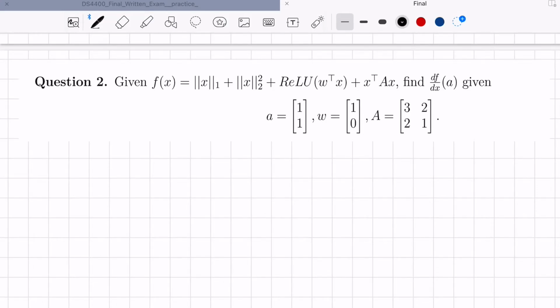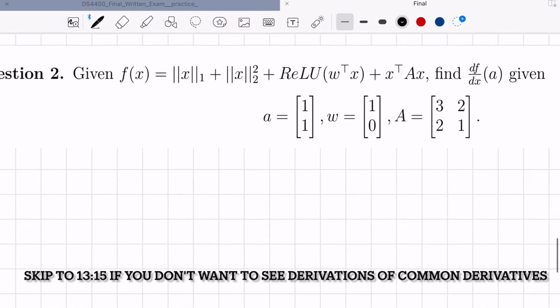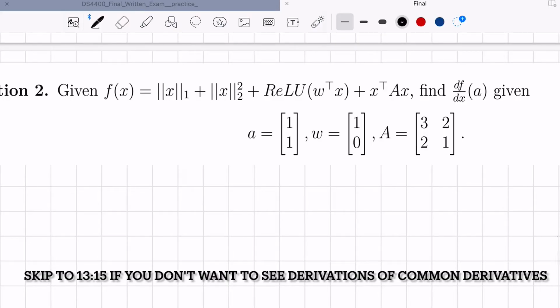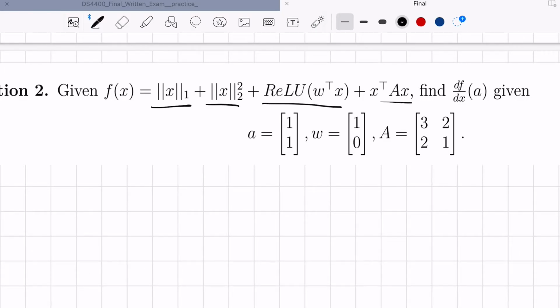Hello, in this video we're going to be solving the following question. Given a function with input x, find the derivative of that function with respect to x, and then plug in this vector a. In order to tackle this problem, we're going to need to know how to take the derivatives of four different functions: the L1 norm, the L2 norm squared, the ReLU function, and finally the quadratic. So let's tackle those one by one.